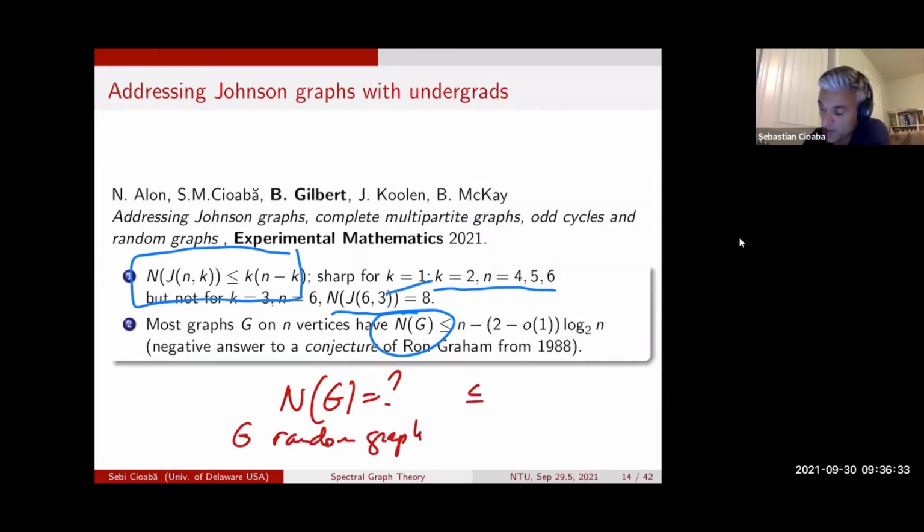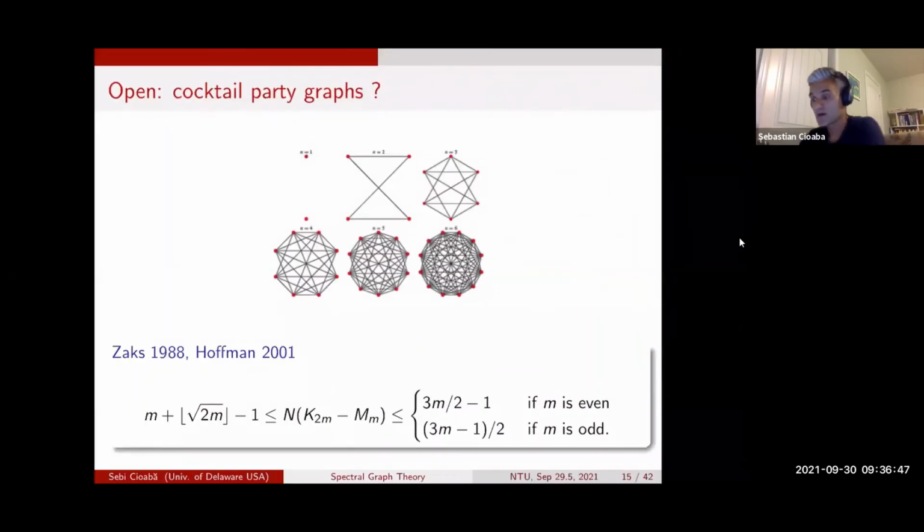You have this upper bound of n minus some constant times log n on this side, and the best lower bound comes from eigenvalues, and it's about n over 2. So there's a big gap there. So here's the open question. This is not known. This is a very simple graph.